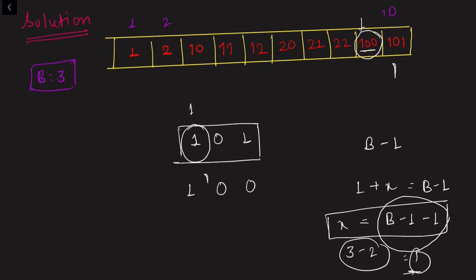Why didn't we go further? Because we have only one candidate, right? But let's say we don't have one candidate now. Okay, let's take one more example here.